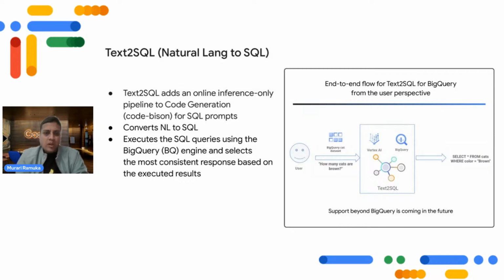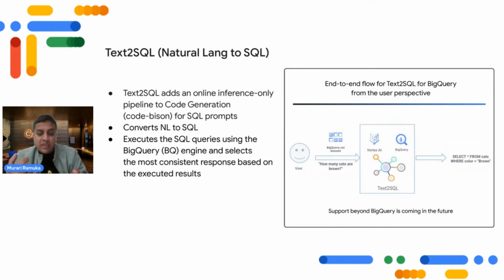We have something called text to SQL, which is again based on the fine tuned option. We have a Code Bison model, and with the help of the Code Bison model you can give plain natural language text which has the power to convert that into SQL. You can use the text to SQL add-on, which is an online interface built on top of code generation, which is Code Bison.